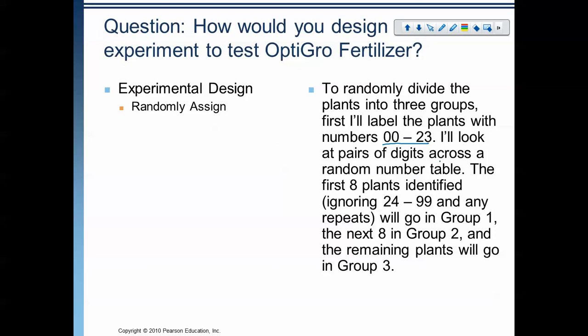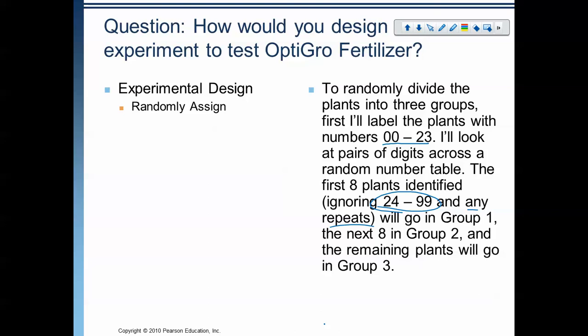I'll look at pairs of digits across the random number table. The first 8 plants identified, ignoring all these ones higher and any repeats, I'm going to put in group 1. The next 8 I'm going to put in group 2. And the next ones I'm going to put in group 3. They have all been randomly assigned.